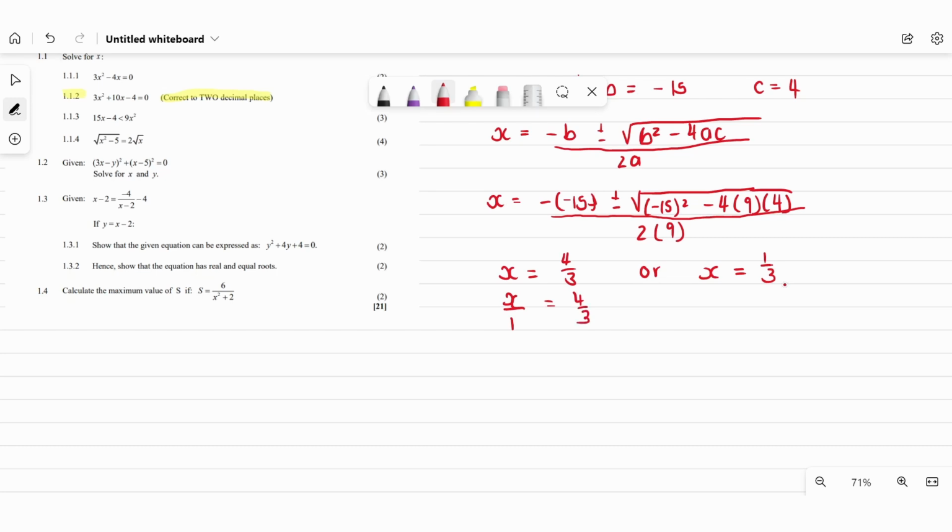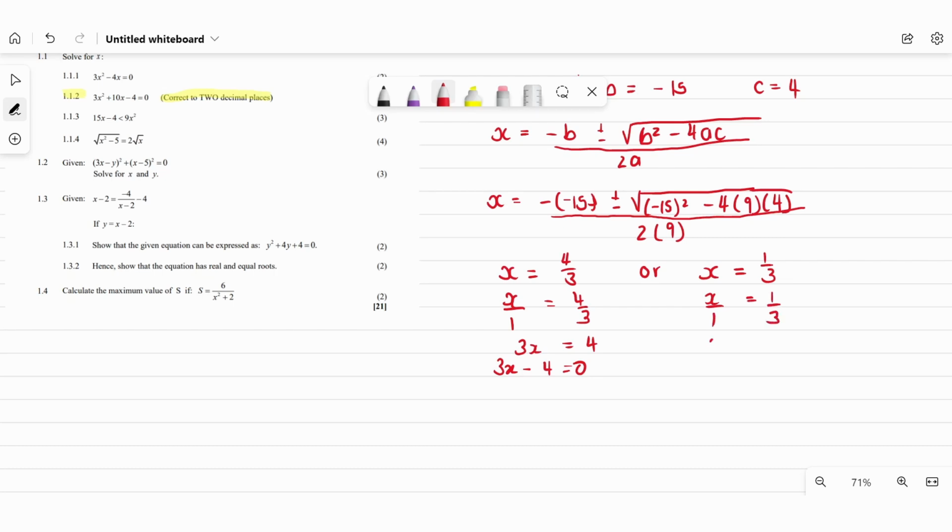When we cross multiply, it's x multiplied by 3, so it's going to give you 3x is equal to 4. Then take it to the other side. Your bracket is going to be 3x minus 4 is equal to 0. So this is your first bracket. Do the same thing here. This is the same as x over 1, equal to 1 over 3.